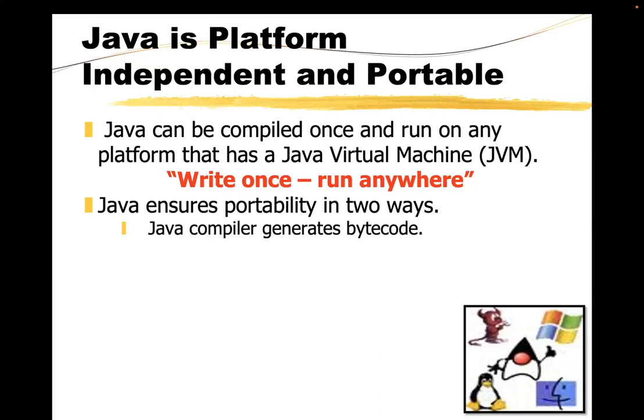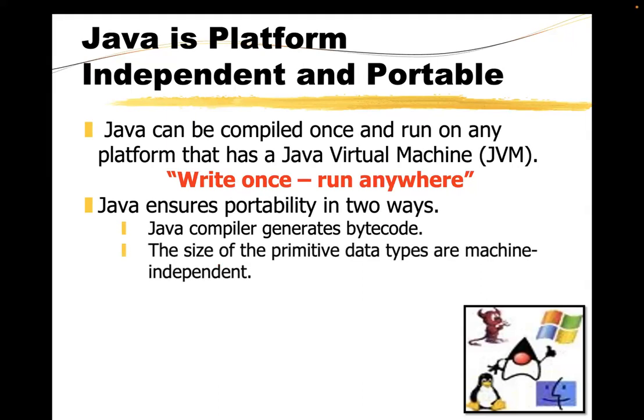One is by generating the bytecode, because the compiler generates the bytecode, and the bytecode can be run on any computer wherever we have installed Java. That is one way. The other thing is that the size of the primitive data types is machine independent.